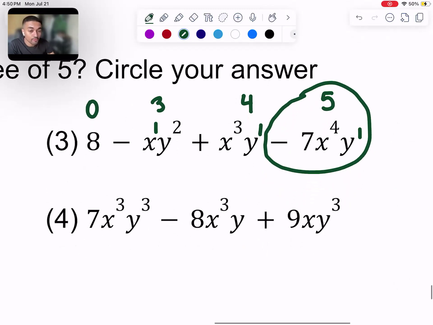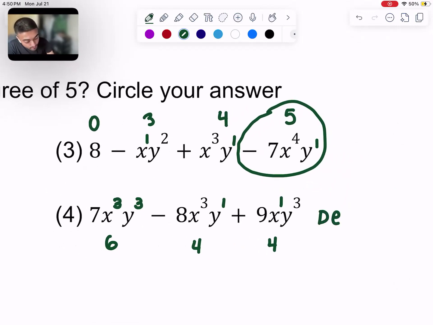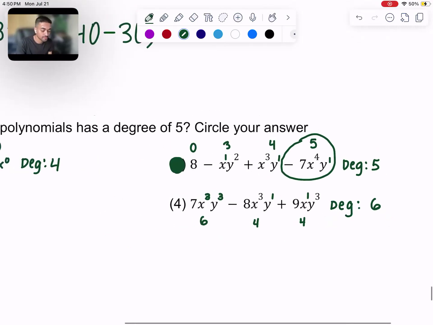And for number 4, the first term is 3 plus 3, has a degree of 6. Second one has a degree of 4. The last one has a degree of 4. So the fourth option has a degree of 6. The third one has a degree of 5. Choice 3 is our answer.